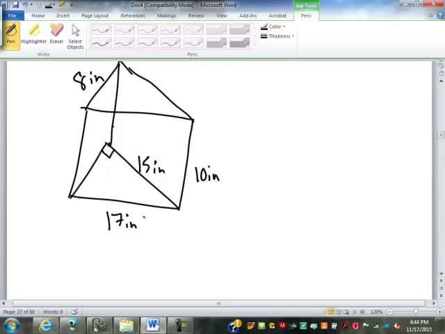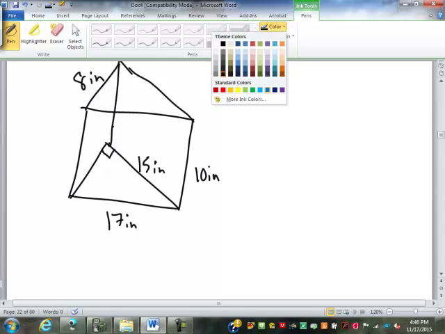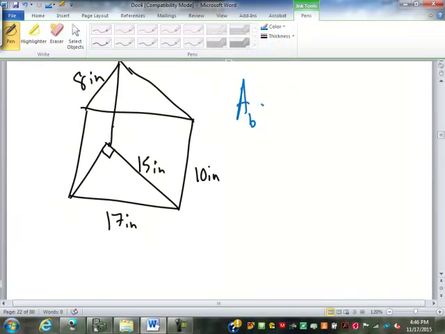In your notes, try to find the volume of that. Oops, stay there. So for area of the base, what two numbers do we multiply? This is 8 here, and this is 15. Those make the right angle of the triangle. So 15 times 8 divided by 2 is 60 inches squared. So that's the area of my base.